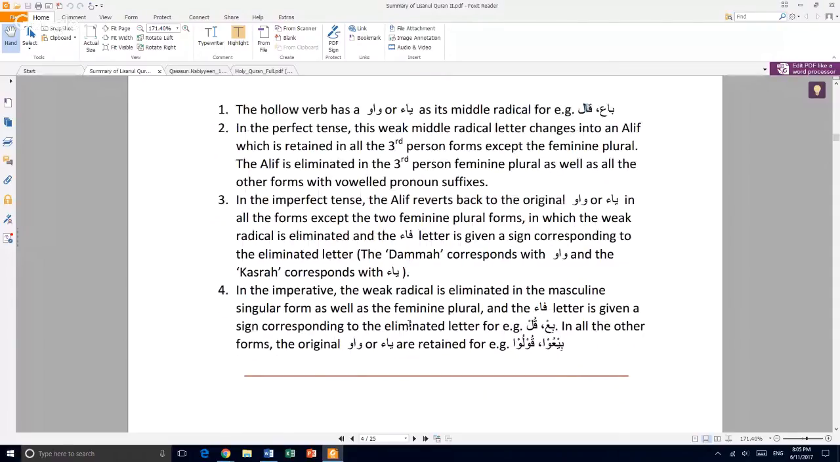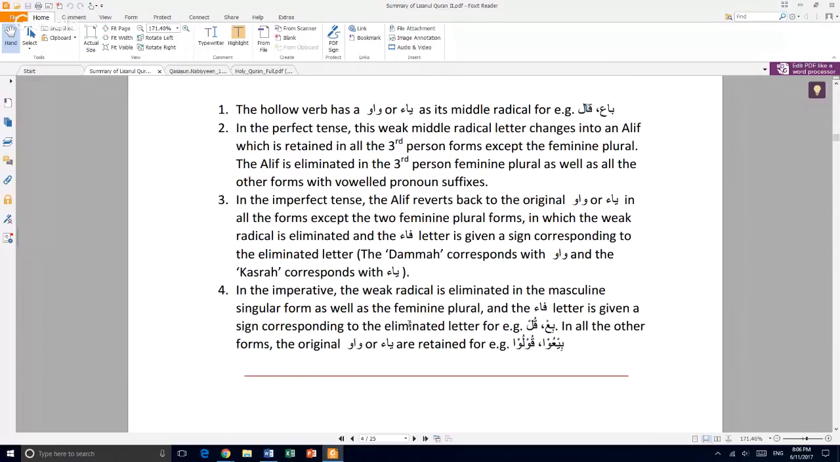In the imperative, the weak radical is eliminated in the masculine singular form as well as the feminine plural, and the fa letter is given a sign corresponding to the eliminated letter. For example, qul, bi'. In all the other forms, the original waw and ya are retained. For example, qulu, bi'u. So in wahid muzakkar hazir, if we make taqulu imperative, yani fi'l amr, we drop the ta and we put the jazm on the last letter. The weak letter drops, just jazm.